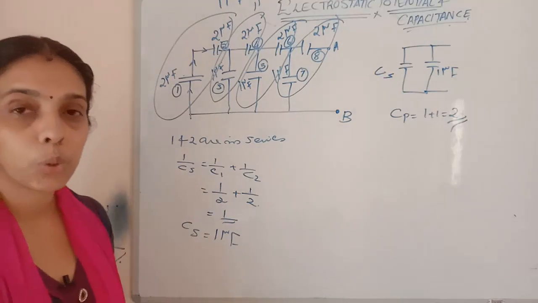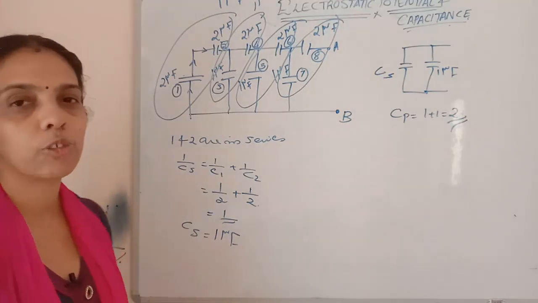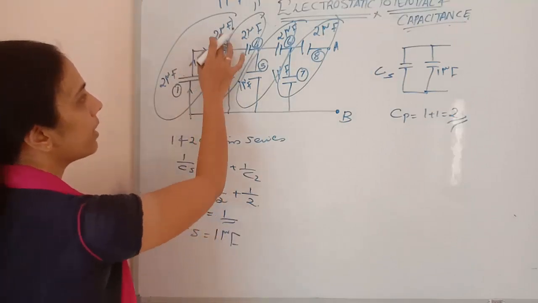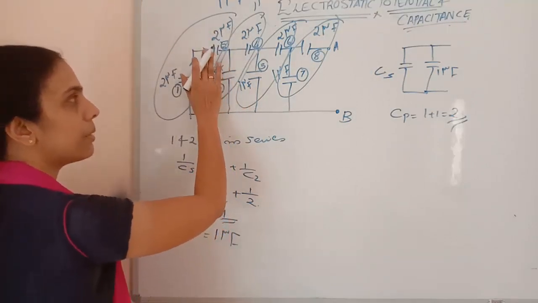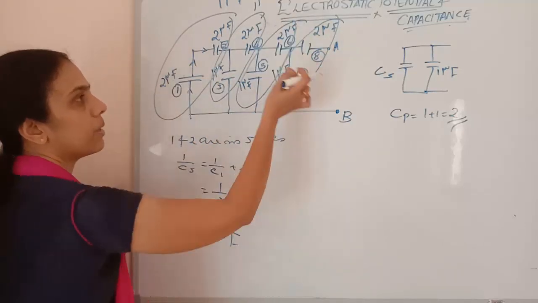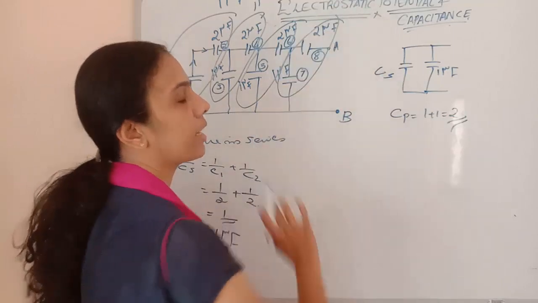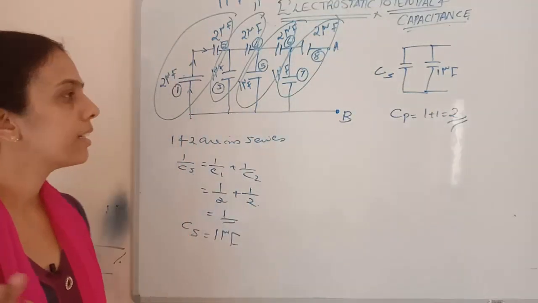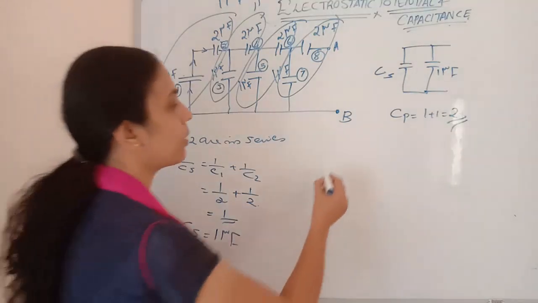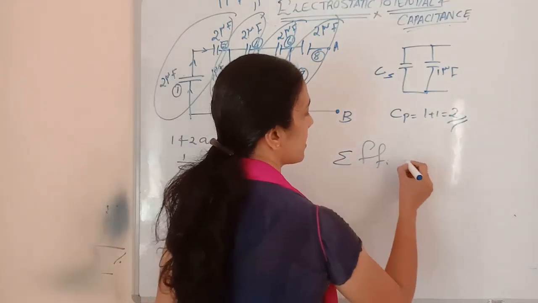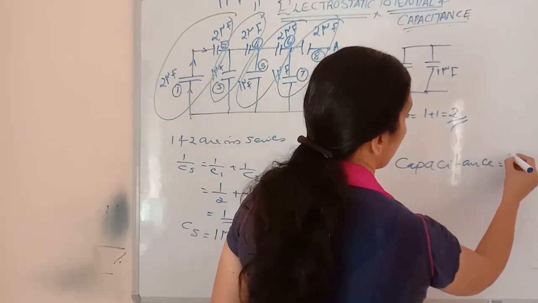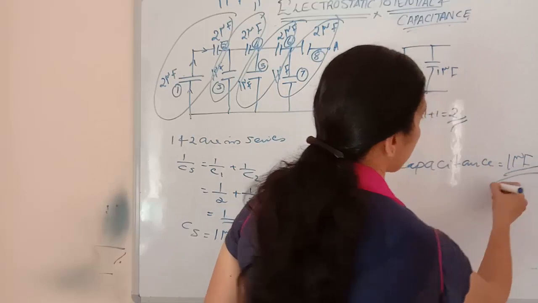So what will be the total effective capacitance? Effective capacitance will be 1 microfarad, because this is 2. This 2 and this 1 will again become 2, and this will become 1 microfarad. This again will become 1 microfarad, and this one again will become 1 microfarad. Clear? So what will be the final answer? Final effective capacitance will be equal to 1 microfarad.